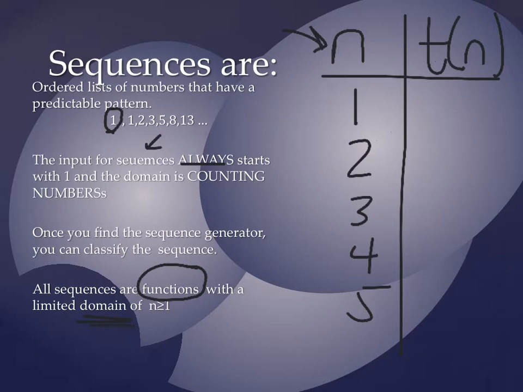Taking this sequence and putting it into a table, the first term is 1, the second term is 1, the third term is 2, the fourth term is 3, and the fifth term is 5, and we can continue that process by adding the number before it. That's how we generate that sequence, which is what we're going to talk about.